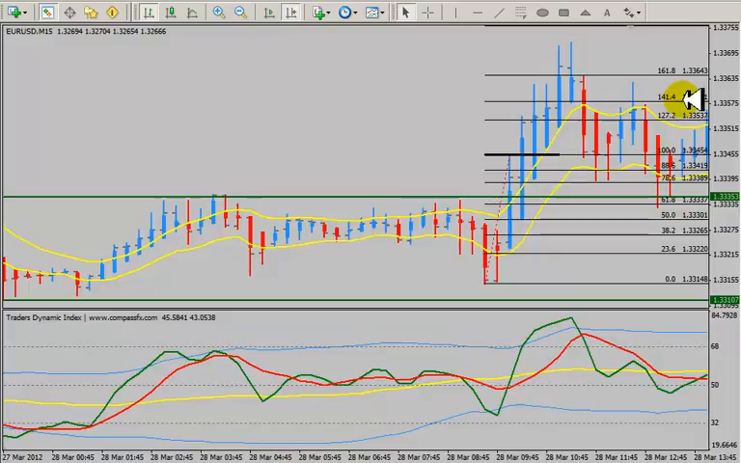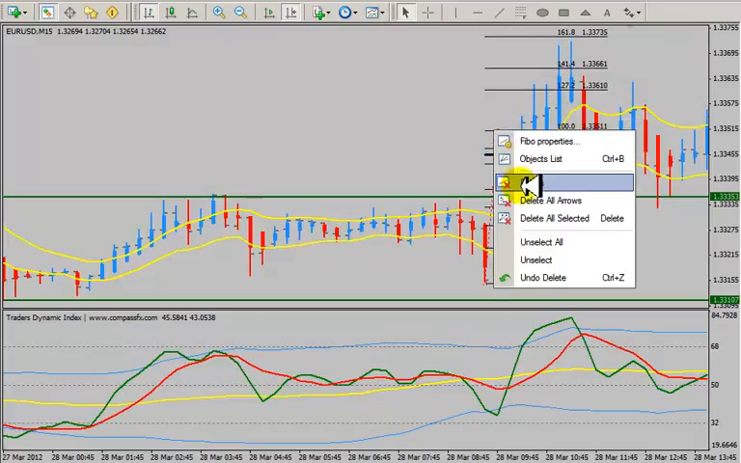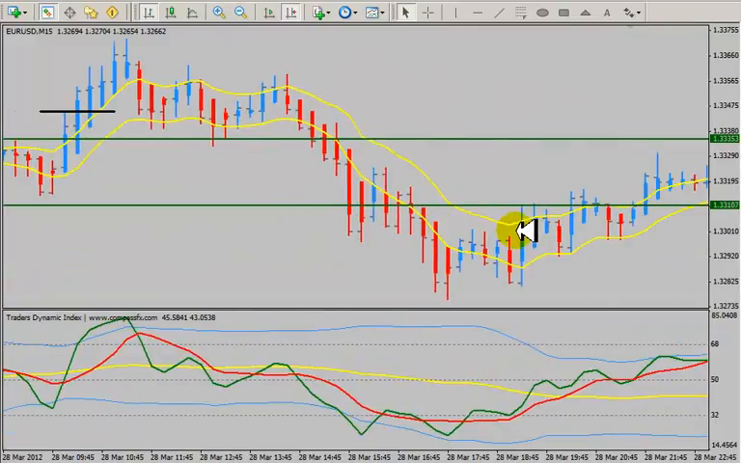Run the fib retracement tool from the entry point to the low, and these are going to be your targets. So you know where the market's going to potentially go. You have a target in mind for it to reach when it breaks out. Okay? So that's a simple technique in doing a breakout.